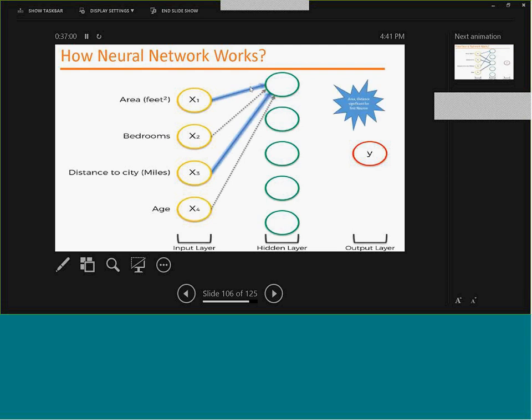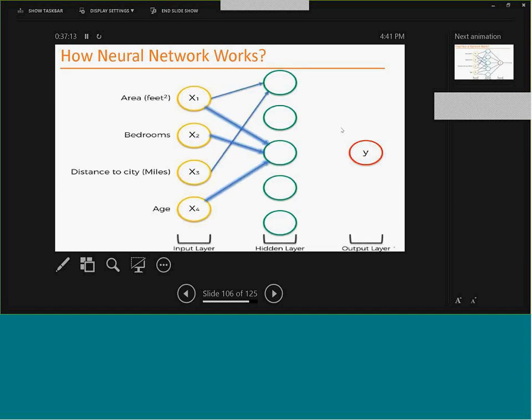We can summarize it that for this particular neuron, area and distance are of importance. Bedroom and age are not of any importance for this particular neuron. Likewise, for this particular neuron, area, bedroom, and age make a lot of difference. And under what circumstances can this come up?